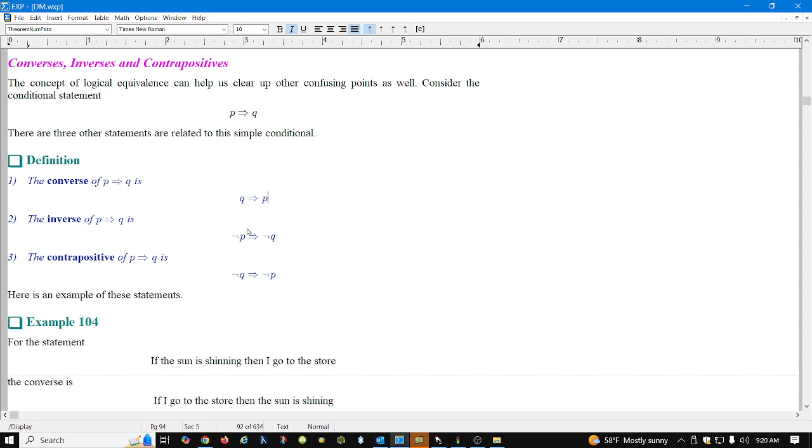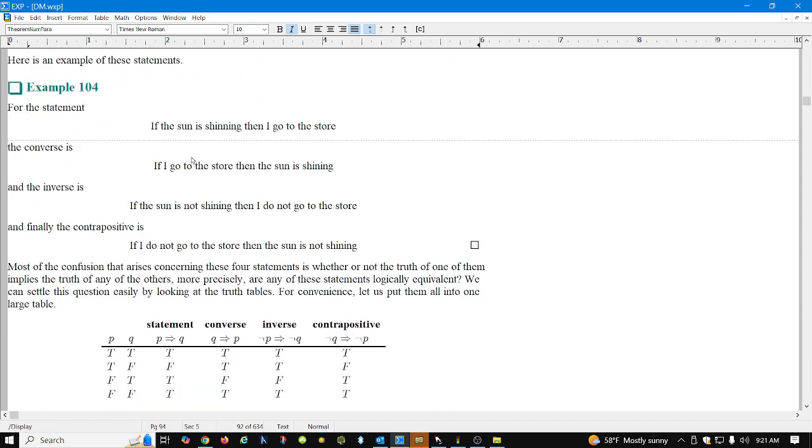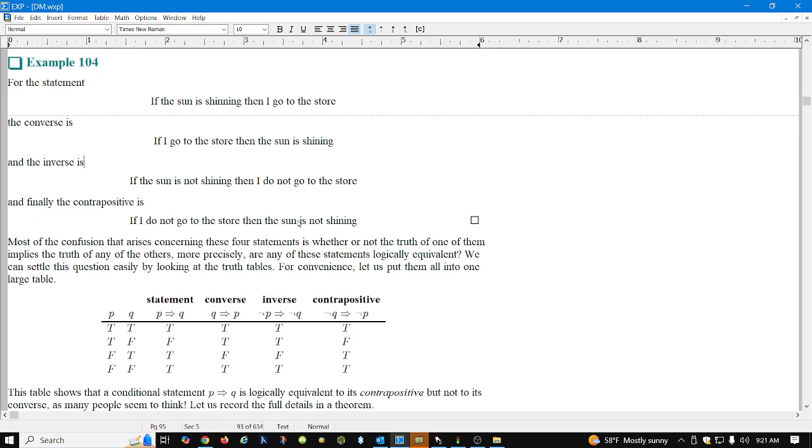These are the four possibilities for how you would stick variables on either side of a conditional with or without negation. So for example, if the sun is shining, then I go to the store. Converse: if I go to the store, then the sun is shining. So you reverse the sun is shining, which is P, and I go to the store, which is Q. The inverse is negate both of these. If the sun is not shining, then I do not go to the store. And the contrapositive would do both. If I do not go to the store, then the sun is not shining.